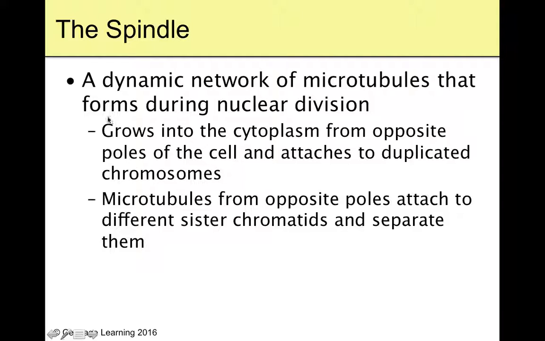So, the spindle. I'll take a minute and talk just about how cool these little microtubules are. A dynamic network of microtubules that forms during nuclear division is what we call spindle or spindle fibers. They do grow into the cytoplasm from opposite poles of the cell, and they attach to the duplicated chromosomes. They are made of microtubules, and they attach to different sister chromatids, and their job is to separate them. You want spindle fibers to find each chromosome. You don't want them to break. You don't want them to lose any chromosomes. That would all be very bad. So spindles are incredibly important in this process.